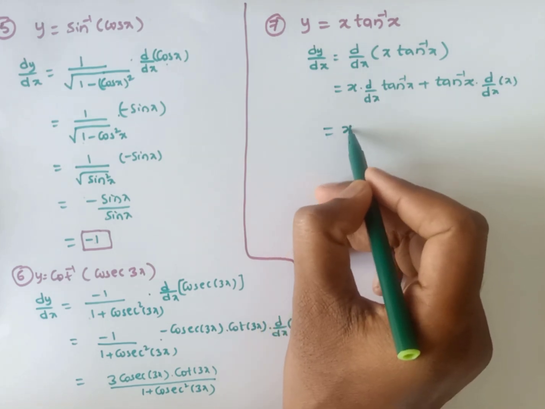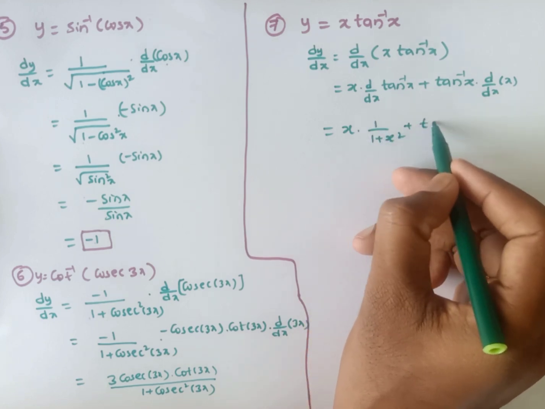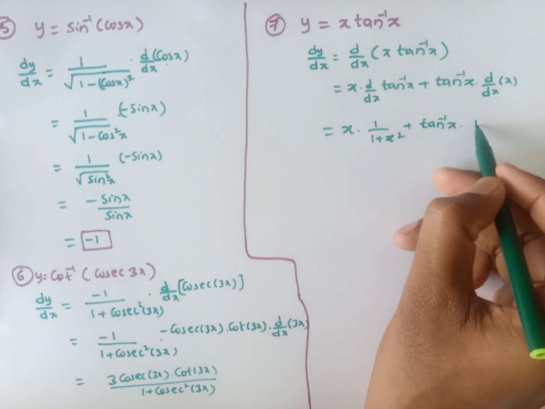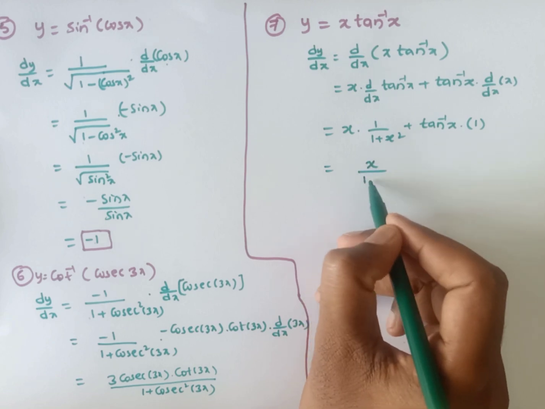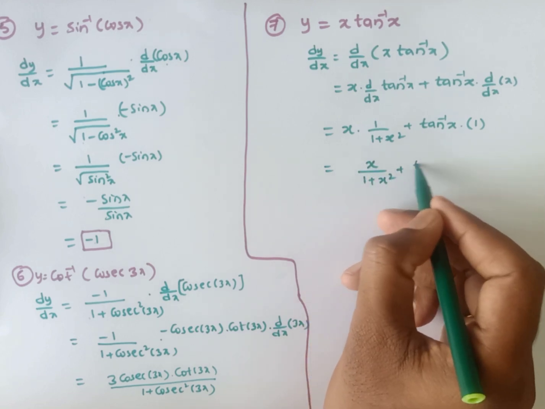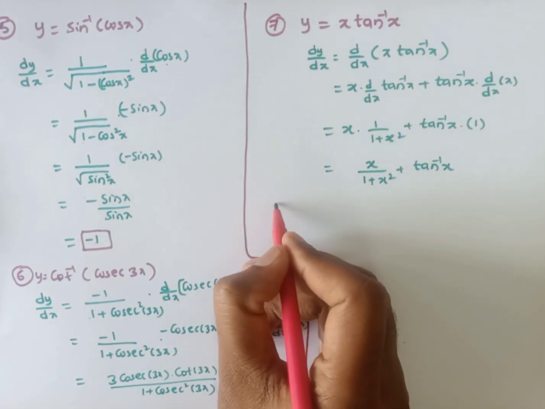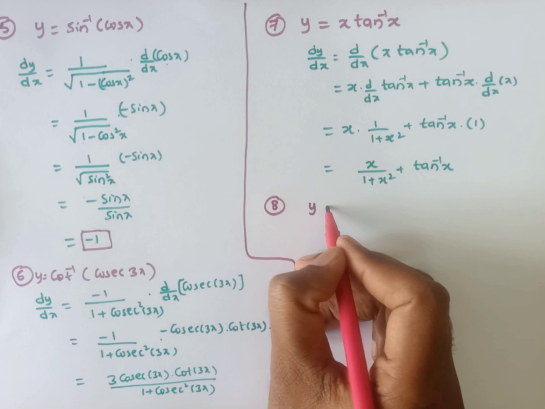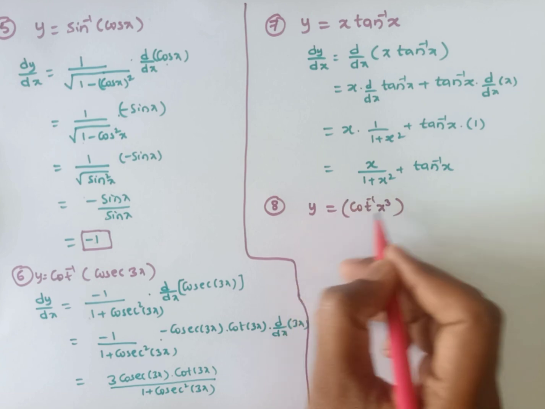So this is x into the derivative of tan inverse x, which is 1 by 1 plus x square, plus tan inverse of x into the derivative of x, which is 1. So finally this is x divided by 1 plus x square plus tan inverse of x. So the derivative of x into tan inverse of x is x by 1 plus x square plus tan inverse of x. Next, the eighth one. So y equals cot inverse of x cube, whole square.